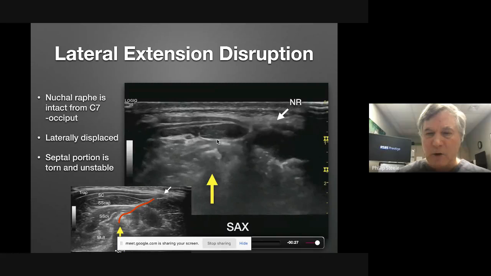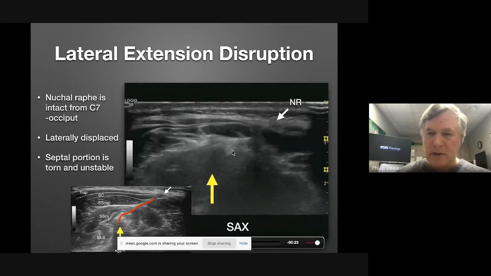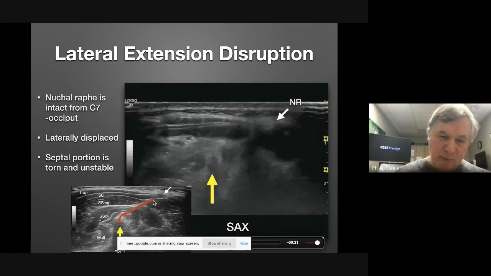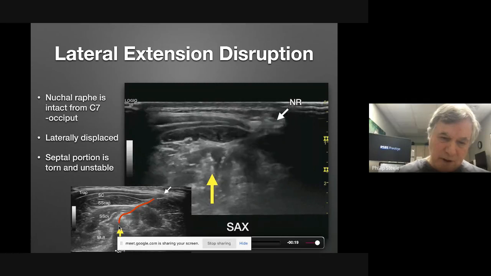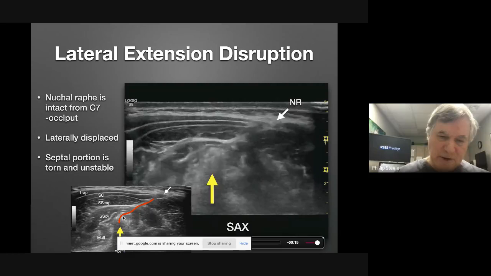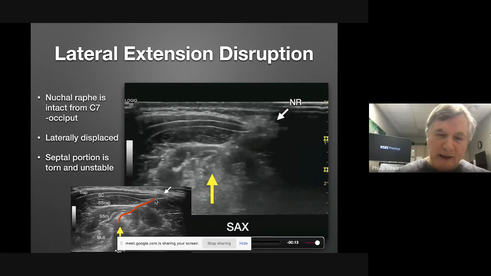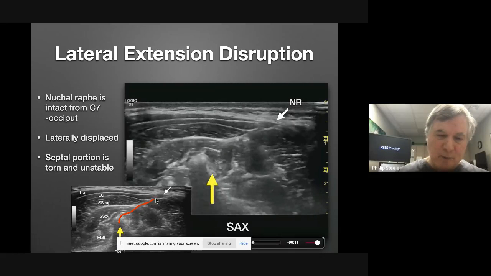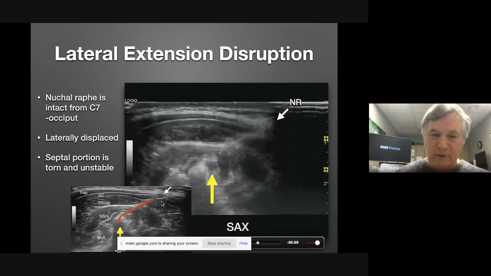And the fascia is quite thick here. It's very thick compared to the opposite side. And this is an example of the septal component here. It looks like this. Here's the Nuchal Raphe. This is a still shot. And so why in the heck is this whole septal portion pulled completely over here?